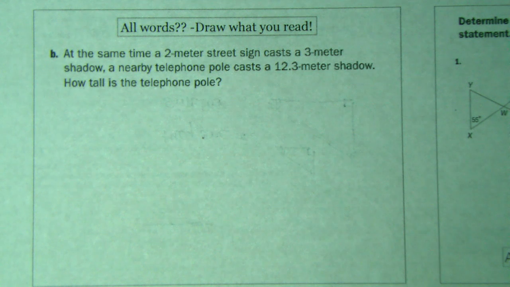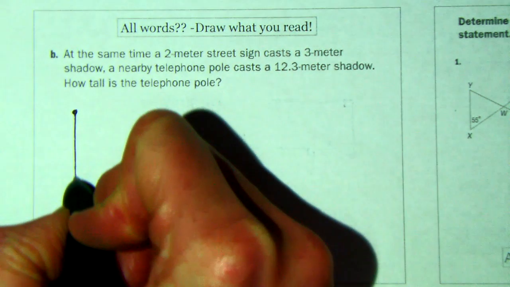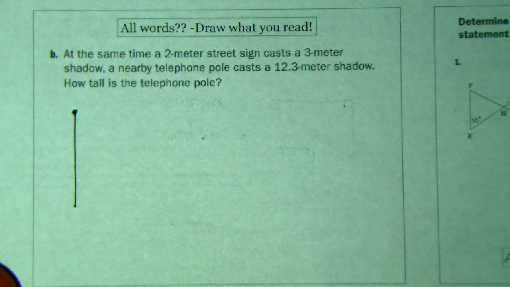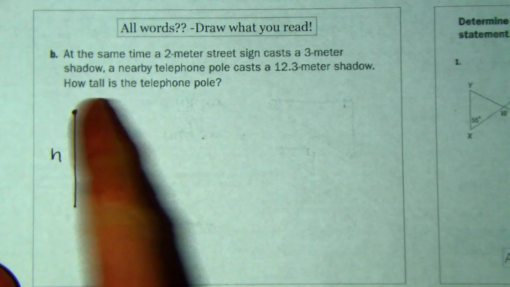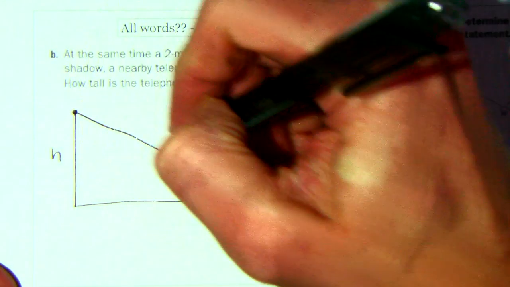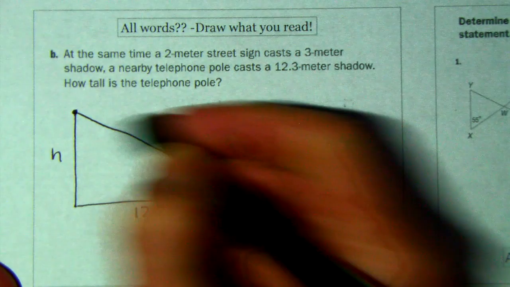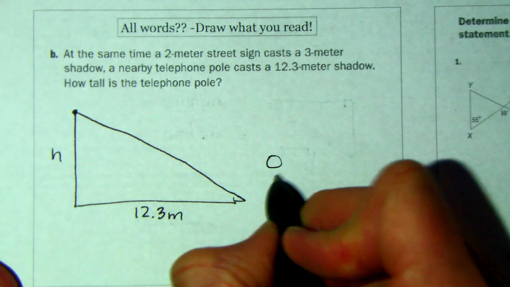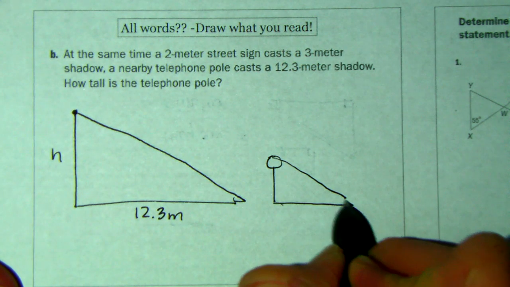So I'm going to draw a picture. I got a telephone pole. And we don't know how high it is, right? That's what we're trying to find. But we do know that its shadow is 12.3 meters. That's the telephone pole. Then we got this sign. And the sign is 2 meters high, and its shadow is 3 meters.